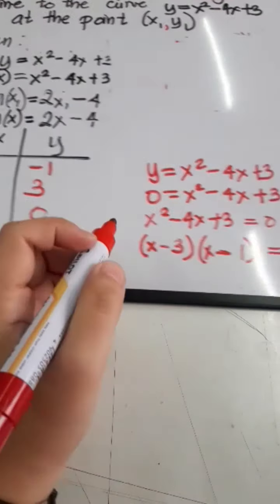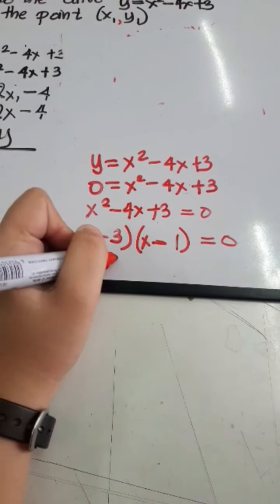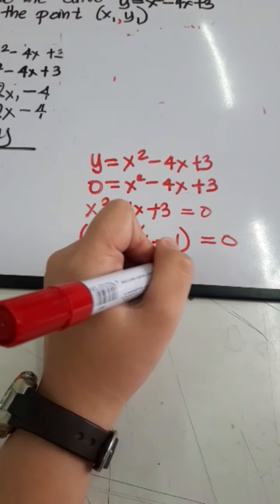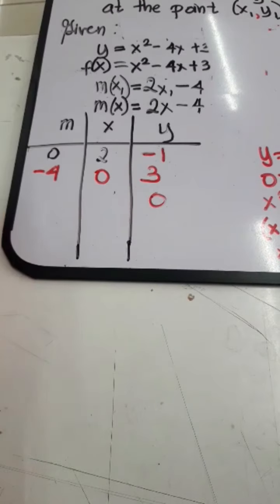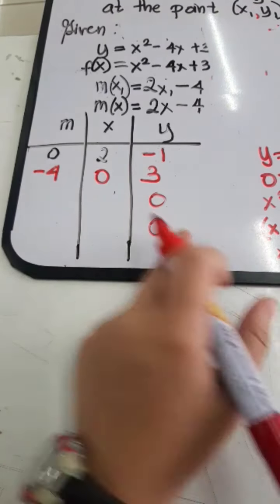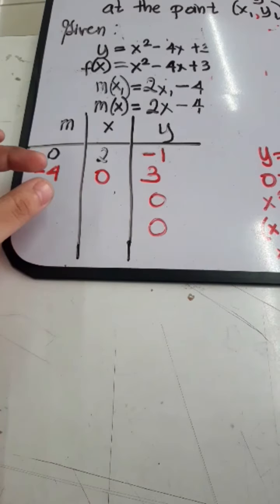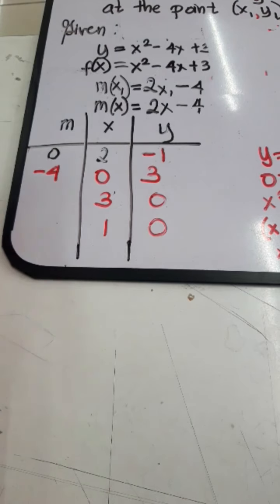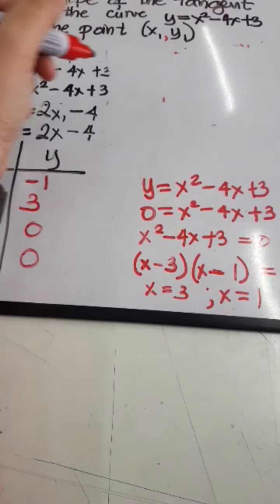So we have x is equal to 3 and the other one is x is equal to 1. So therefore, duha ka buok itong butang diri at y equals 0. So, at x is equal to 3 and 1, kuhaon na nato ang iyahang value sa slope.